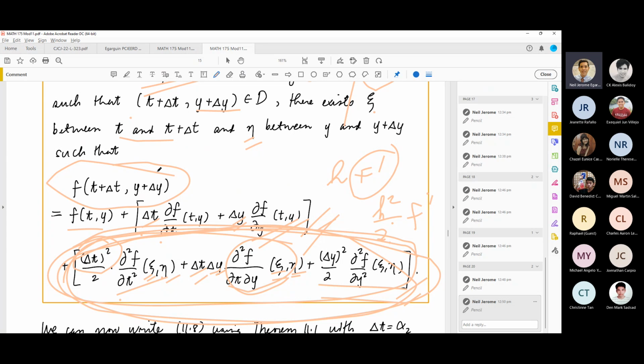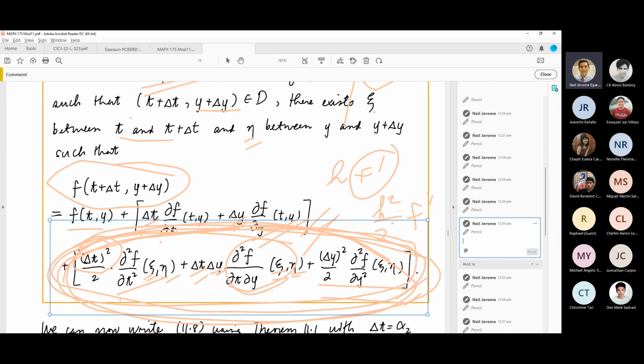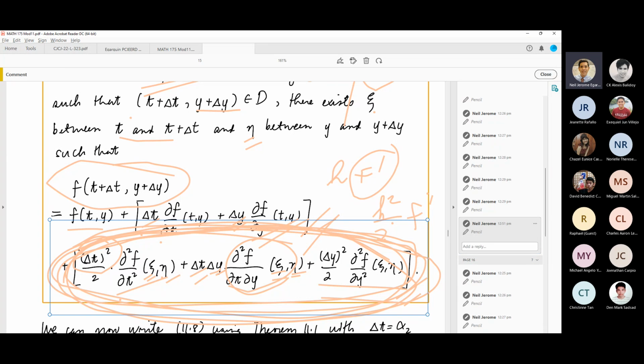Yung expansion ni f of t plus delta t comma y plus delta y dapat ay hanggang doon sa fourth partial derivatives. But look at the pattern here. I need to calculate all order 4 derivatives. Eh, ang dami nun. Yung meron na nga tayo kagad na tatlong partial derivatives.